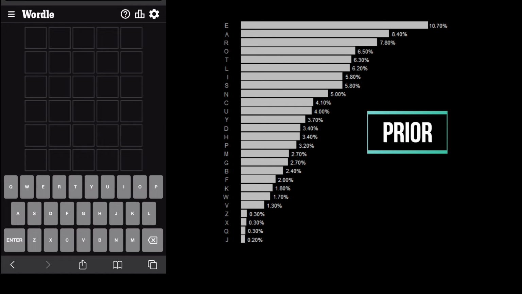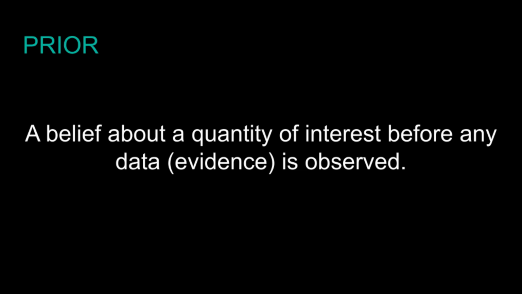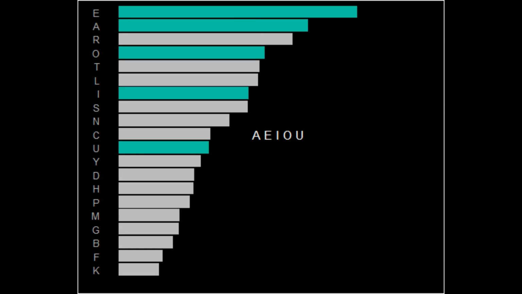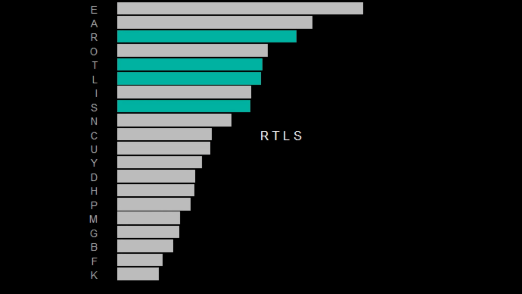As a general Bayesian term, prior is a belief about a scenario we want to model before observing any data. It is our belief about parameters we seek to estimate before seeing any data. All right. So in this example, our prior weights are based on favoring vowels and favoring consonants like R, T, L, S, which occur more often in five-letter words.